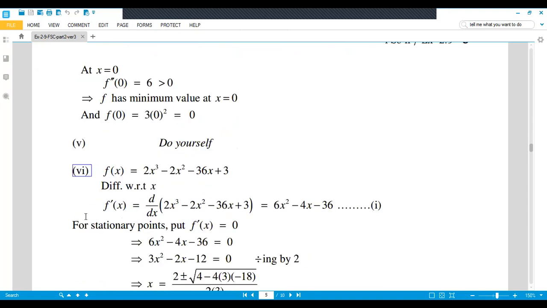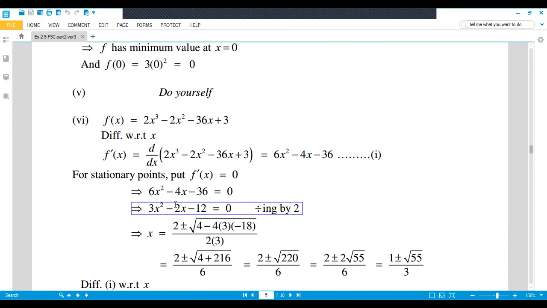Now come to the sixth part. In the sixth part you differentiate with respect to x. So what you get? 3 multiplied by 3 2s are 6x square, 2 2s are 4x, and minus 36, and 3 is constant. Now for the stationary point, you put the first derivative equal to 0. When you put the first derivative equal to 0, 2 is common, you divide both sides by 2, so you will get this function. Now to find the value of x, we solve it by the quadratic formula.